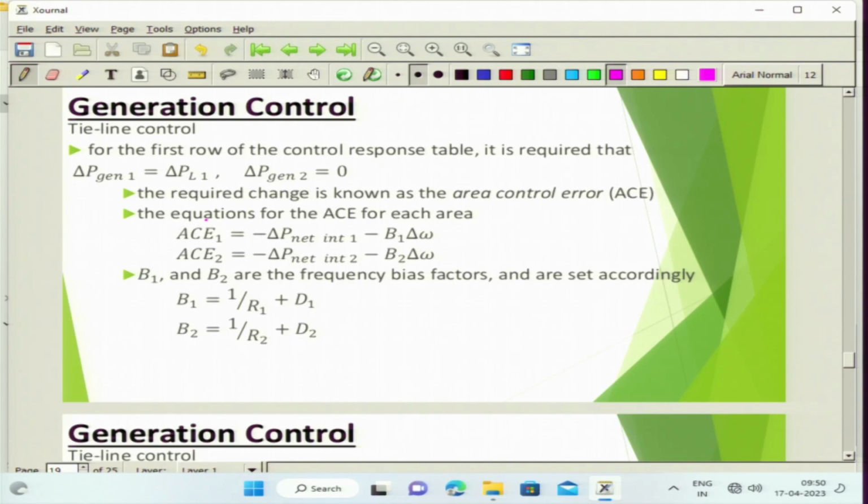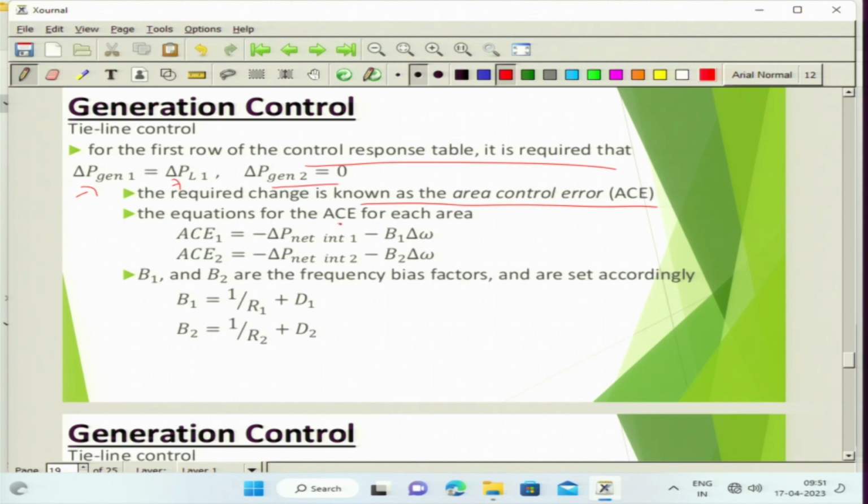So just take one row, for example: how do you implement it in the control loop? For the first row of the control response table, it is required that delta P generation 1 is equal to delta PL1. There is a net increase in load, so you increase the generation. That was the task. Delta P generation 2 is equal to 0. Now the required change is known as the area control error. A new term is being brought in and defined, which is area control error.